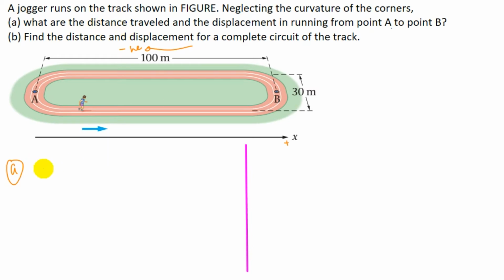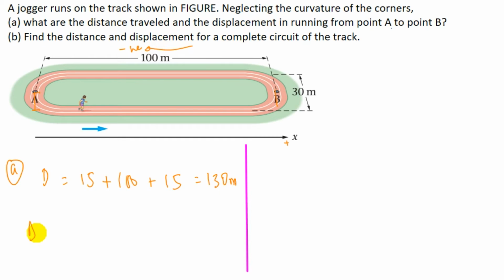Now distance traveled, distance is the total length of the trip. So it started from point A. So this, then this, and then this. So this distance would be 15 meter, because this total distance is 30 meters. So half of this would be 15 meter. So 15 meter plus this is 100 meter. Then from here to here is 15. So plus 15, so this would be 130 meter. So this is the total distance traveled.